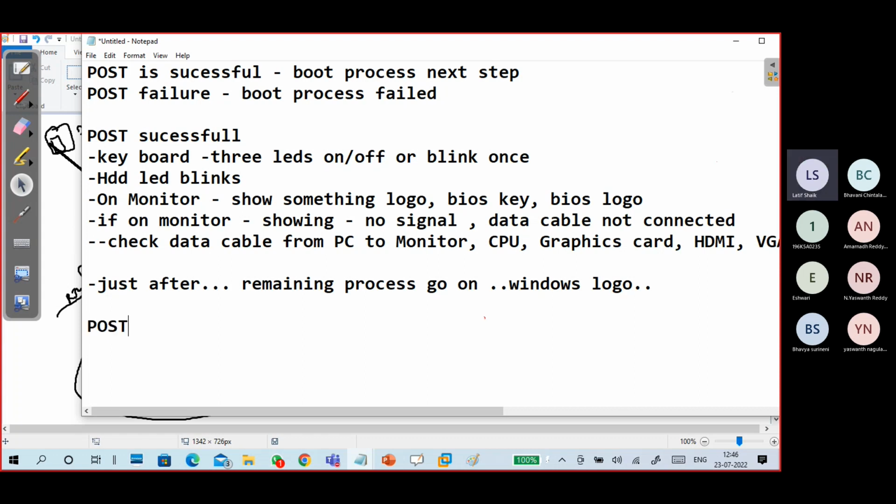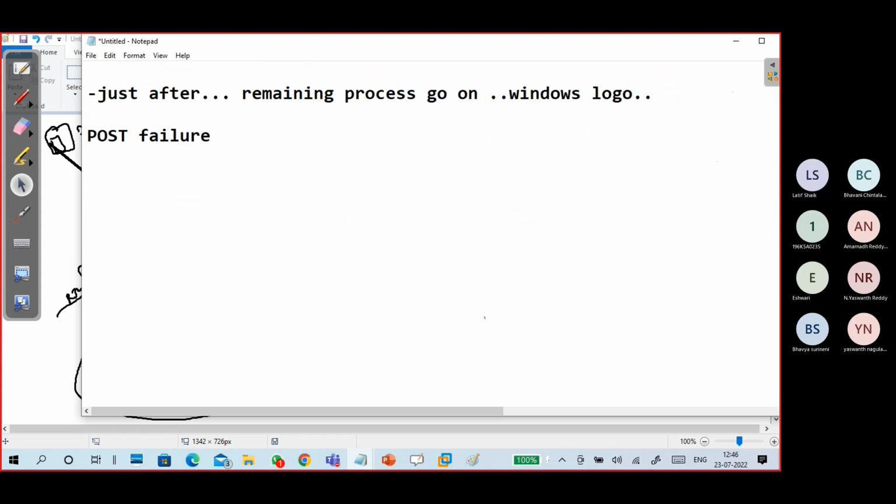How do you know POST is a failure? Okay, POST successful is good. Now POST failure troubleshooting. So again, what is POST? Power on self-test. You press the power button, power is distributed to the system, and the system will test itself. All the devices, mainly RAM, ROM kind of stuff, are checked to see if they are working.